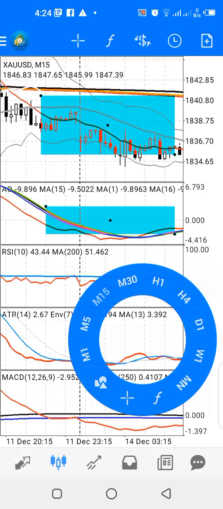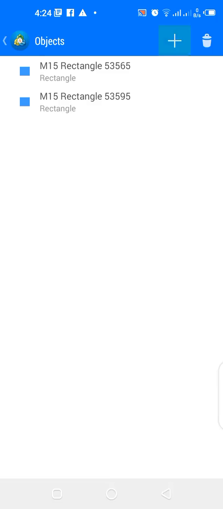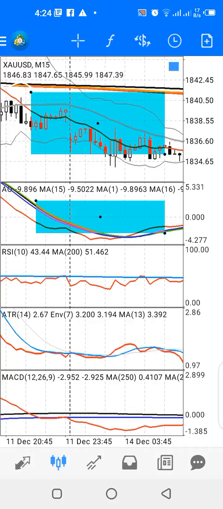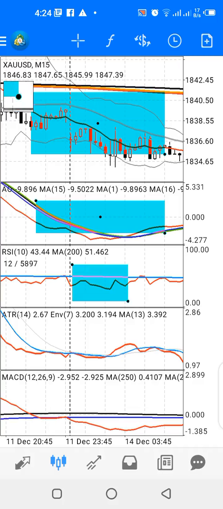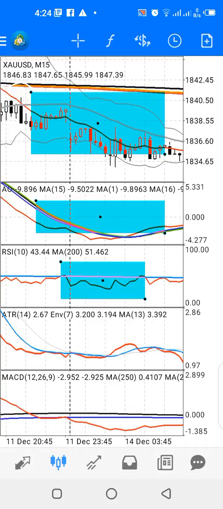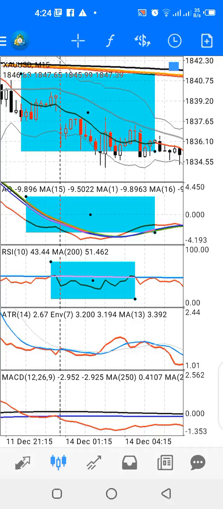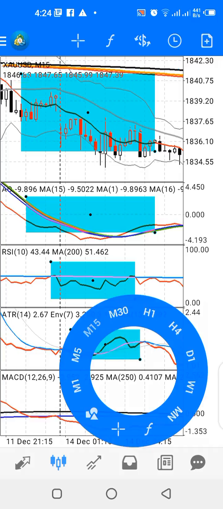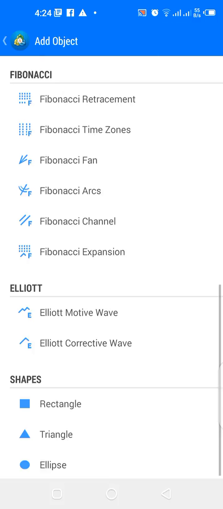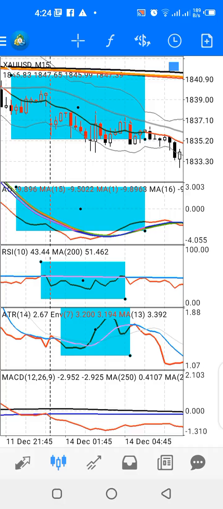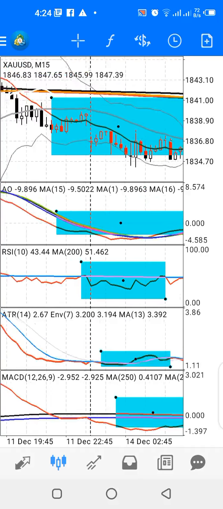Let's go to indicator window 2. This is indicator window 2. We have indicator window 3. This is indicator window 3. And then finally we have indicator window 4. This is indicator window 4.